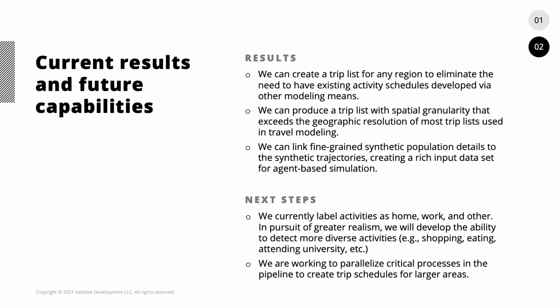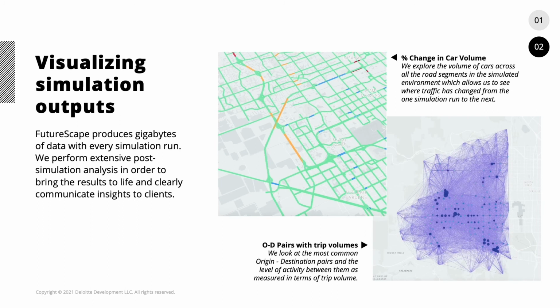Also, to mention some of our directions for future work on this front: we are currently labeling activities as home, work, and other. In pursuit of greater realism, we will develop the ability to detect more diverse activities, such as shopping, eating, university, etc. And second, in order to create trip schedules for larger areas, we are working on the ability to parallelize the critical processes in the pipeline.